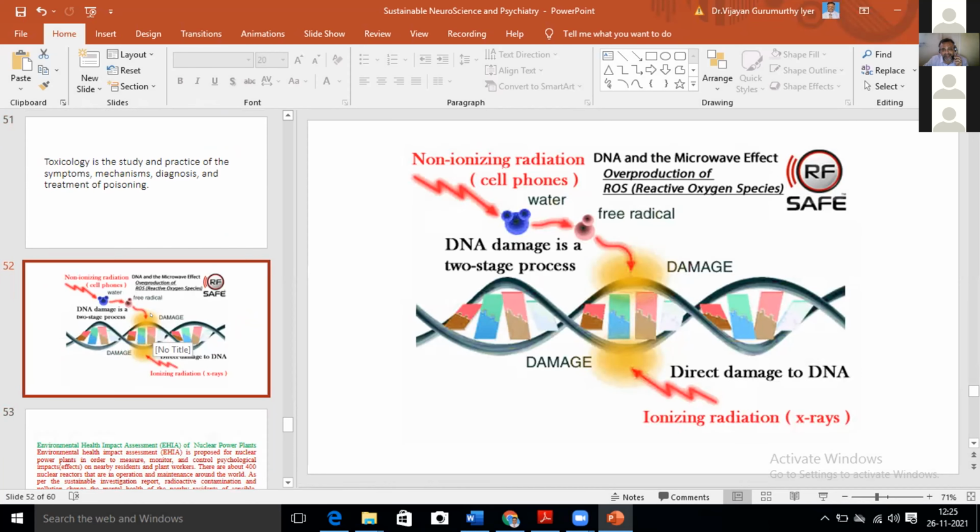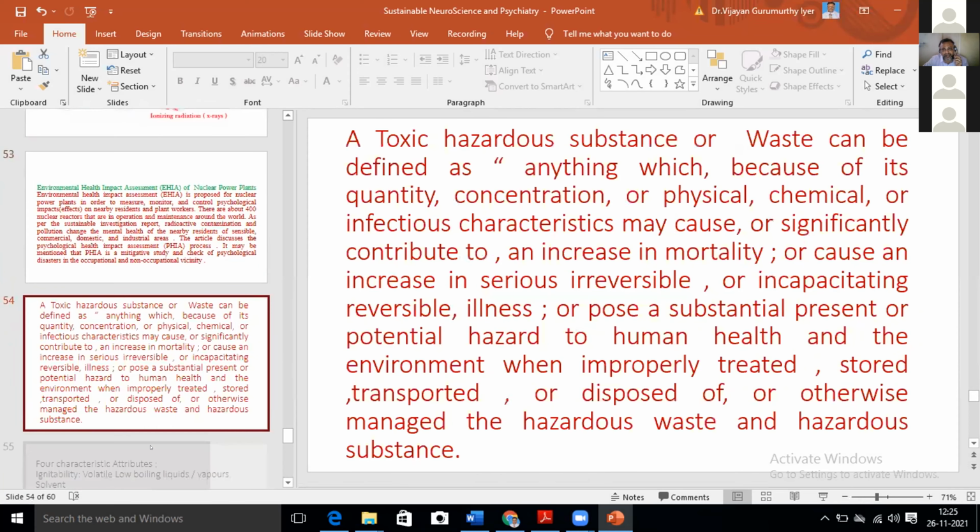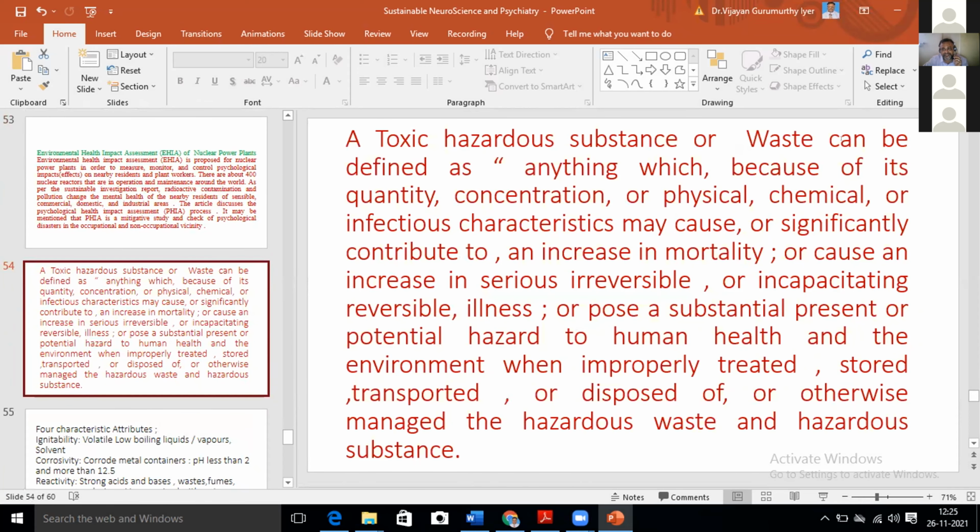So DNA damage, how the DNA damage takes place, environmental health impact assessment, and the toxicological definition of hazardous waste: anything which, because of its quantity, concentration, or physical, chemical, or infectious characteristics, significantly contributes to an increase in mortality or causes serious irreversible or reversible illness, or poses a substantial present or potential hazard to human health.